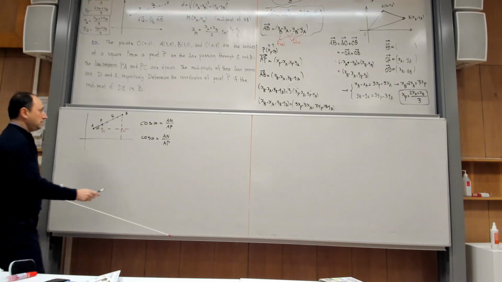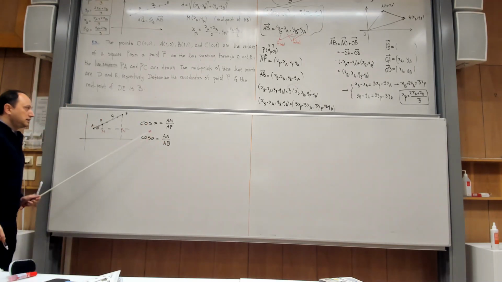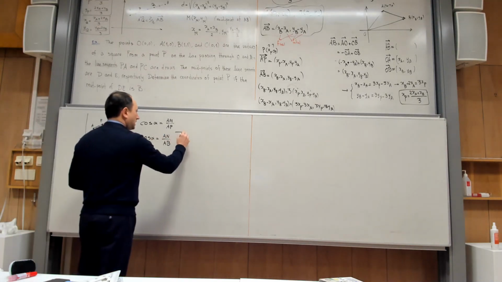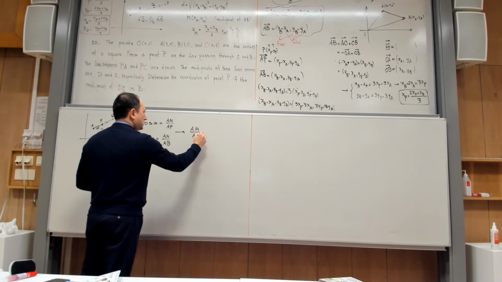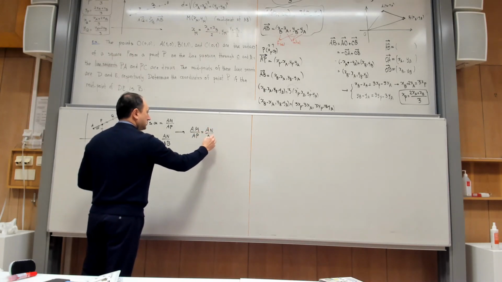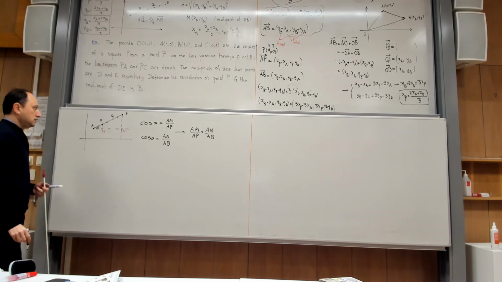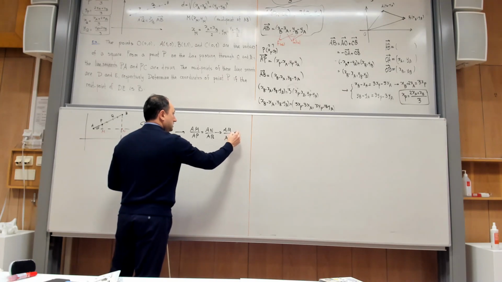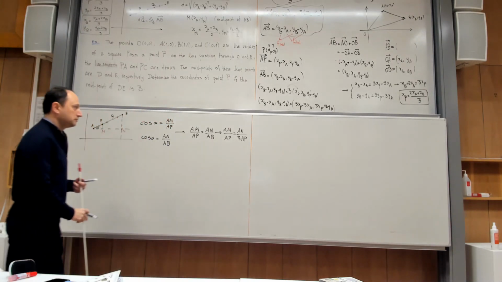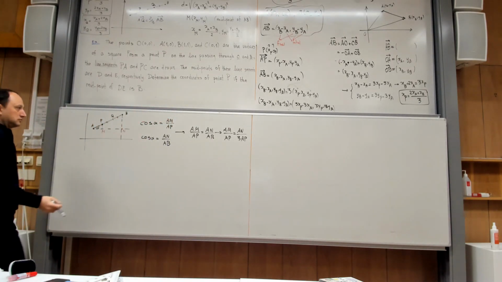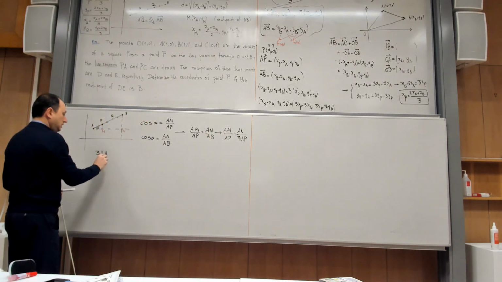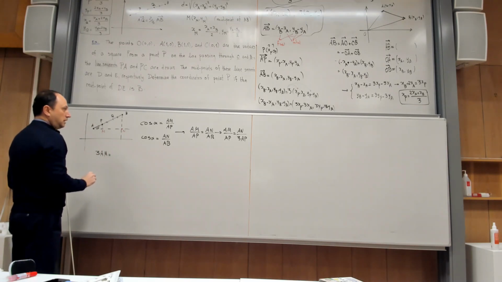I'm calculating the same quantity in two different ways, so they have to match. So this means that AM over AP should be equal to AN over AB. And we know AB is equal to 3AP. So then AM over AP is equal to AN over, instead of AB, I put 3AP. Then we multiply both sides by 3AP. So this becomes 3AM equals AN.